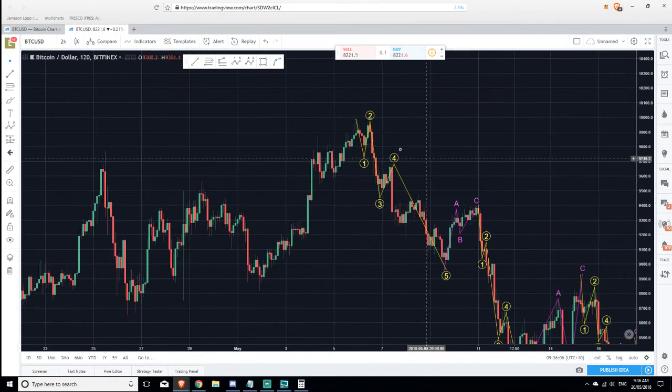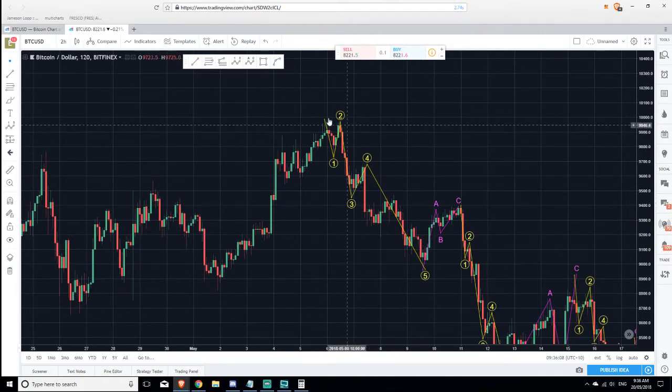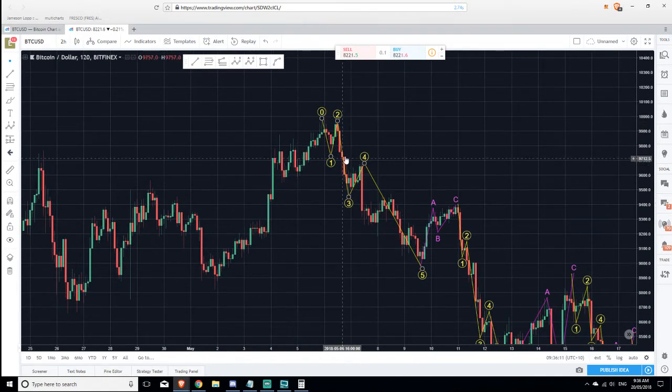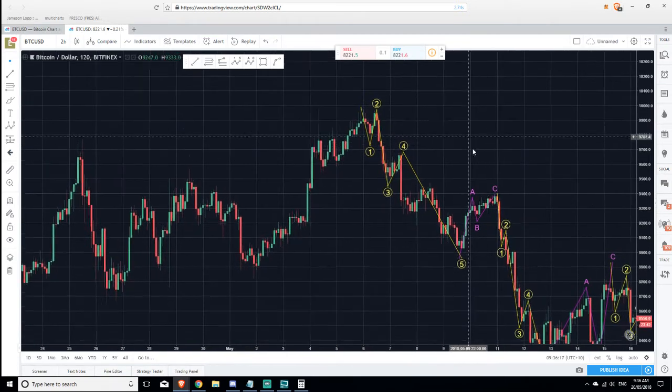After which we continue to go down. So you can use fib retracements going up or down as long as you take it from the point of origin and close it at the point of close.